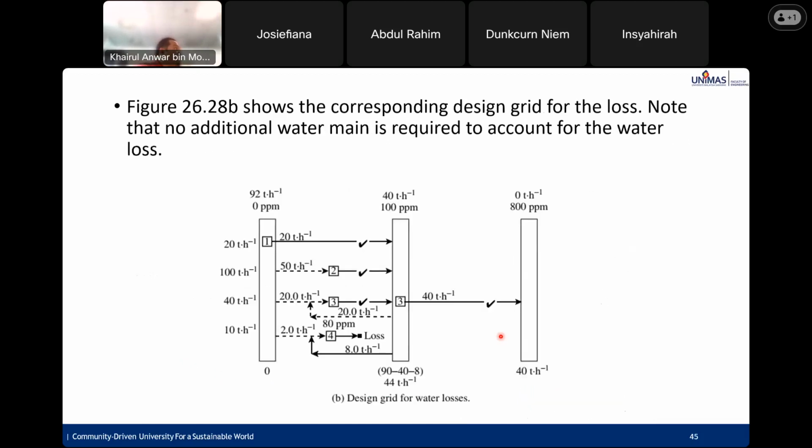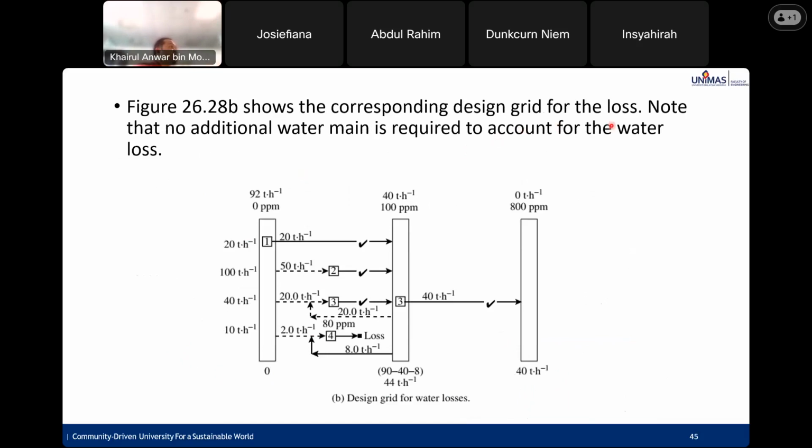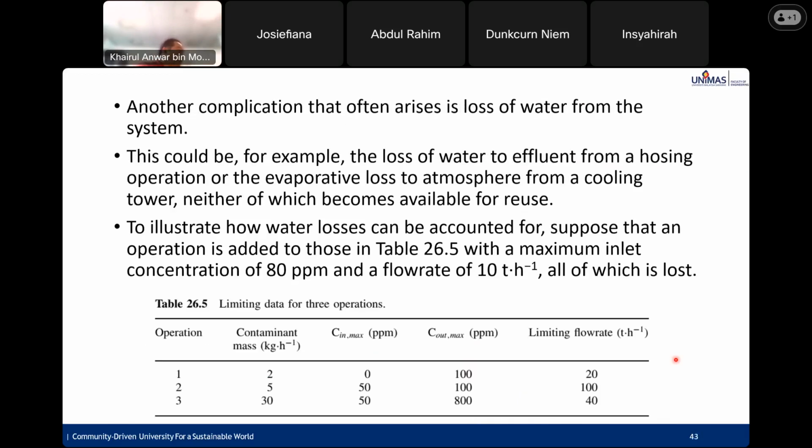Figure 26.28 shows the corresponding design grid for the loss. Note that no additional water main is required to account for the water loss. Loss here, yeah. How much? 10 ton per hour.